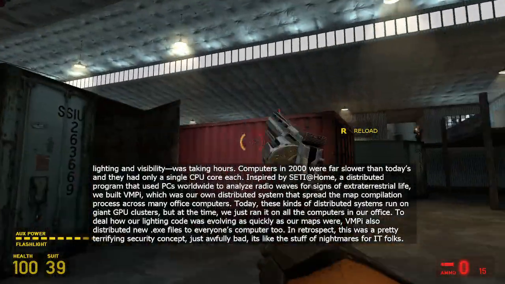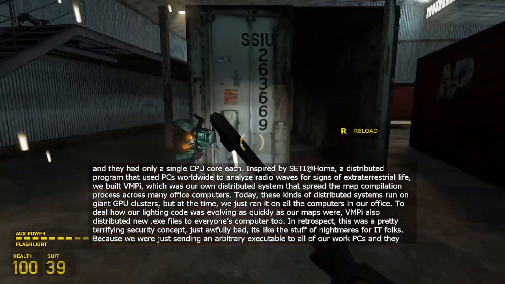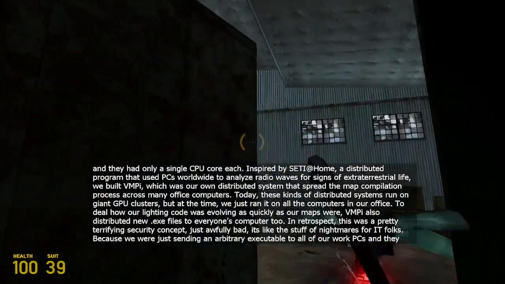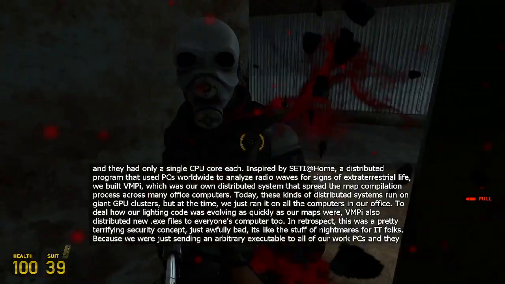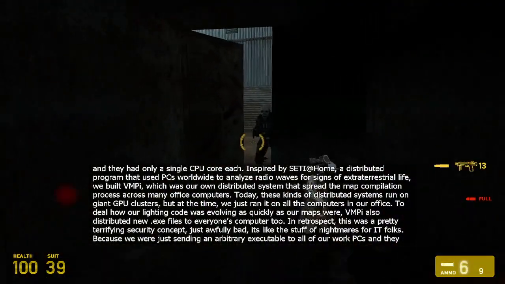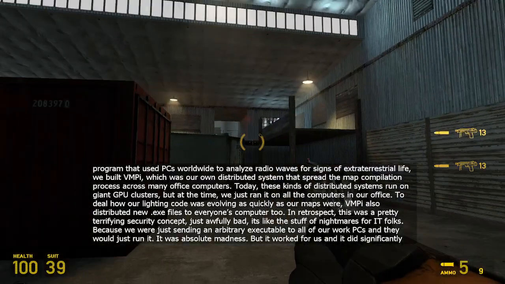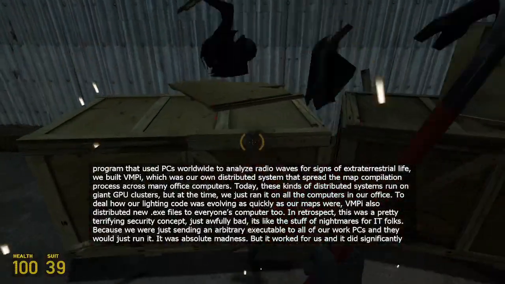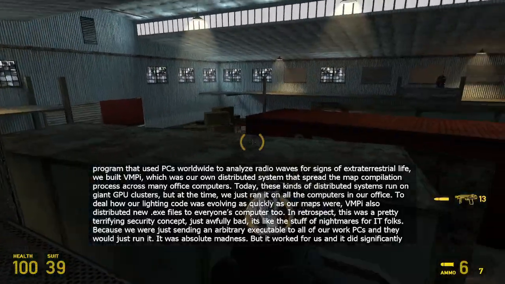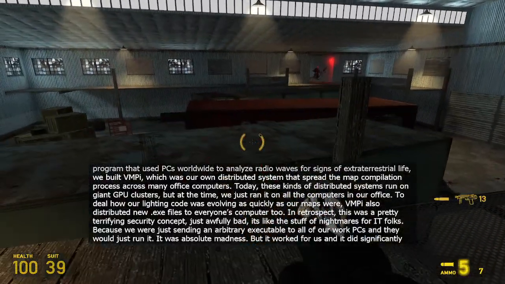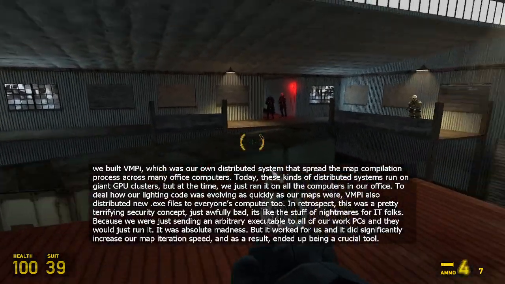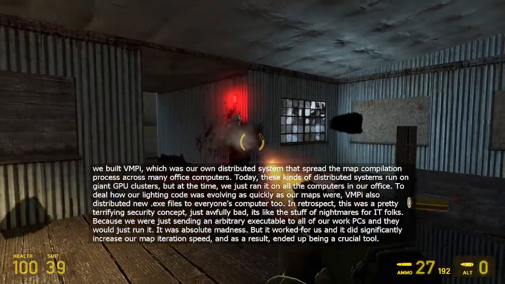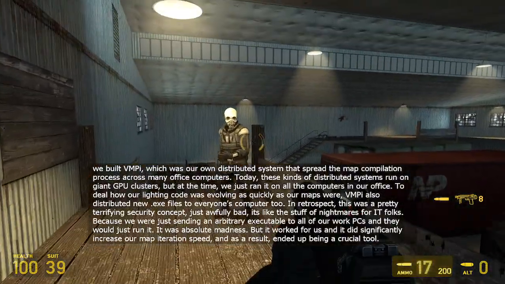Today, these kinds of distributed systems run on giant GPU clusters, but at the time we just ran it on all the computers in our office. To deal with how our lighting code was evolving as quickly as our maps were, VMPI also distributed new exe files to everyone's computer too. In retrospect, this was a pretty terrifying security concept, just awfully bad. It's like the stuff of nightmares for IT folks, because we were sending an arbitrary executable to all of our work PCs and they would just run it. It was absolute madness. But it worked for us, and it did significantly increase our map iteration speed, and as a result, it ended up being a crucial tool.